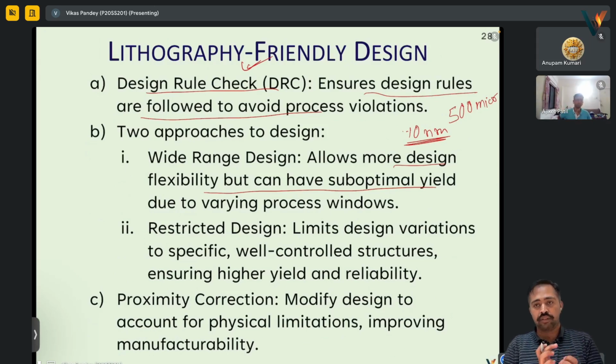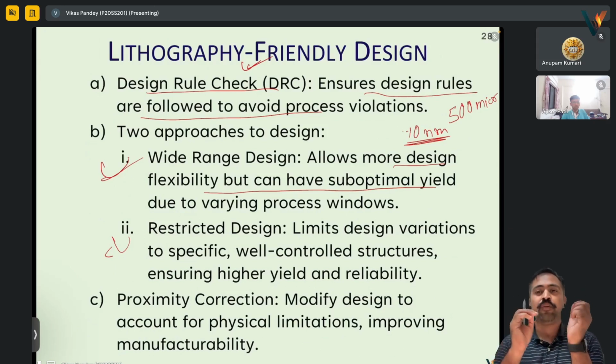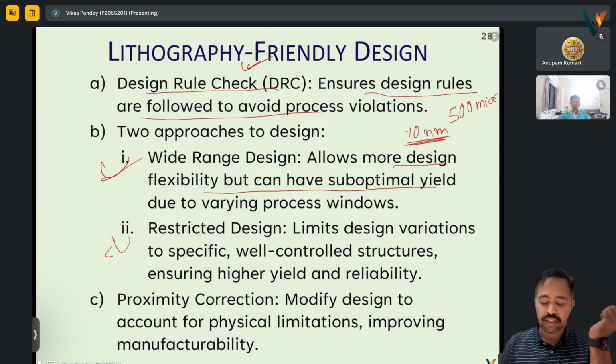Whenever we are doing the design, we have to understand what our design rules are, and whether we are going for wide range design or restricted design. Then we have to go for proximity correction. There we have to design such that it ensures the physical limitations. It might be that with the technology available to us, we know that theoretically this is possible, but physically, what are the limitations? Based on that, this proximity correction has to be done.